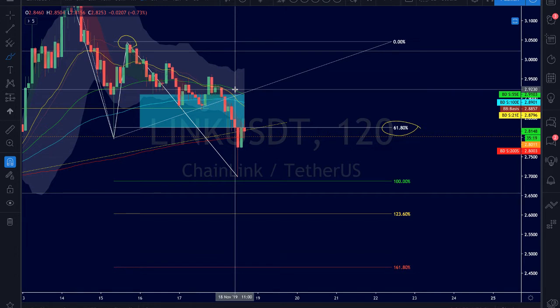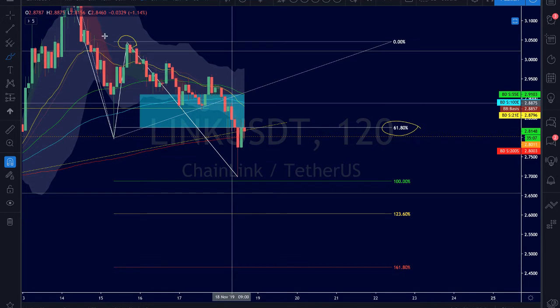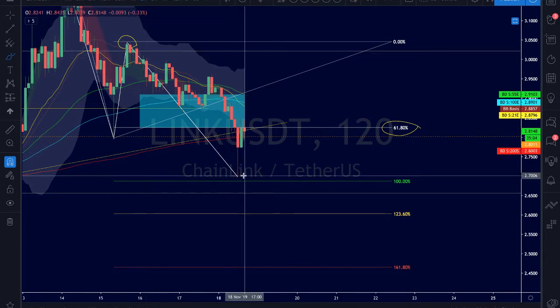Of course, whenever we're talking about price recovery, it's usually after there has been a sell-off. So naturally you would expect there to be a drop before you have a recovery. And as far as this correction goes, this is still a pretty healthy correction in my opinion. Coming all the way down here to $2.70.